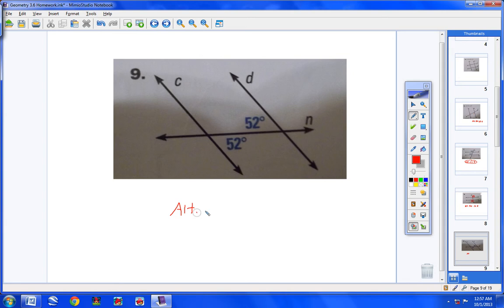Alternate interior angles are congruent. And that's one of the 6 ways to prove that two lines are parallel. Alternate interior angles are congruent, thus C and D are parallel.